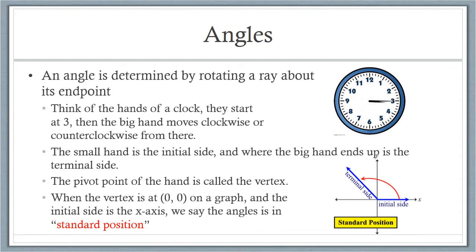When the vertex is at 0, 0 on an XY graph, and the initial side is the x-axis, we say the angle is in standard position.